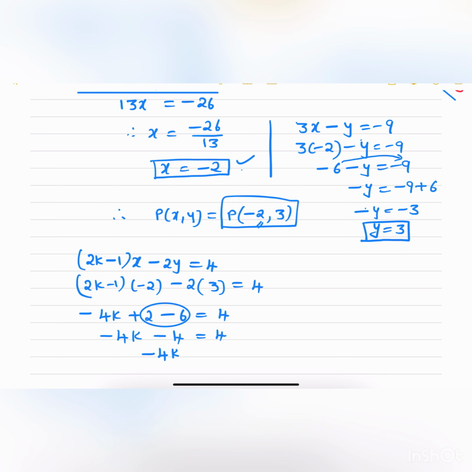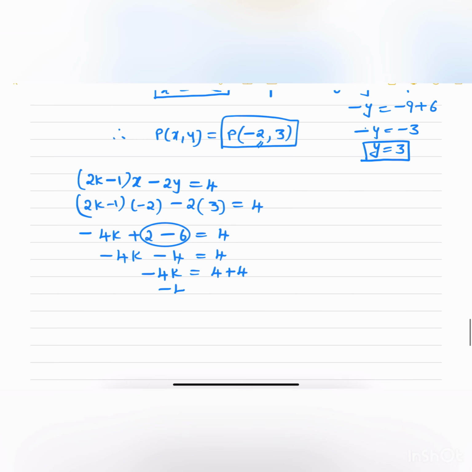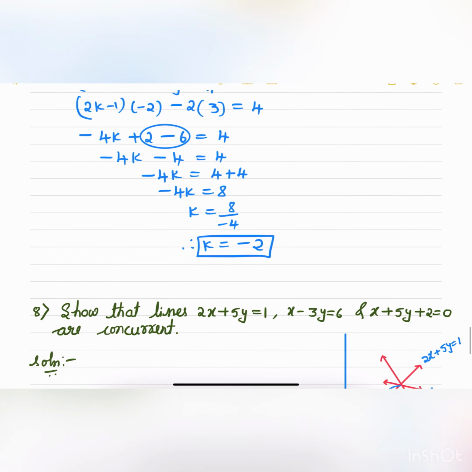Minus 4k is equal to 4 plus 4. That will be minus 4k is equal to 8. k is equal to 8 by minus 4. Therefore, k is equal to minus 2. So, the value of k is minus 2.